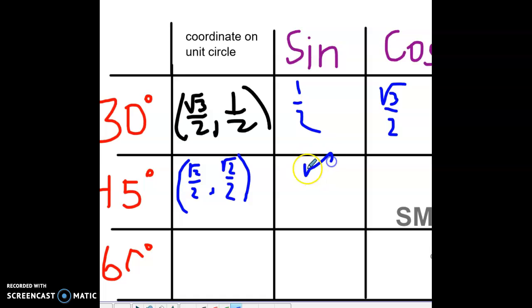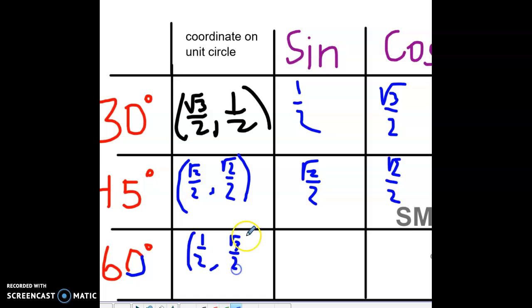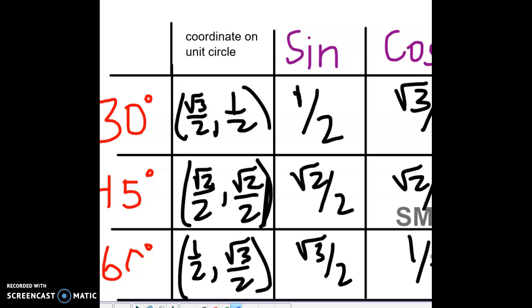So then you could say, well then, let me fix that. Square root of 2 over 2 and square root of 2 over 2. And then the 60-degree angle would be 1/2 and square root of 3 over 2. So then the sine is square root of 3 over 2, and the cosine is 1/2. There's all the answers.